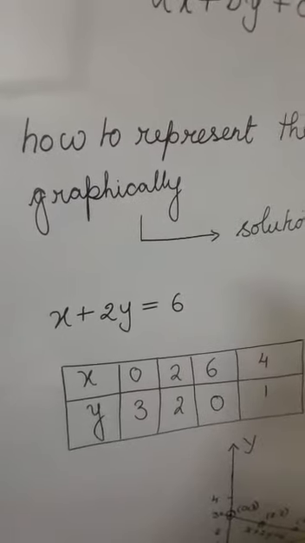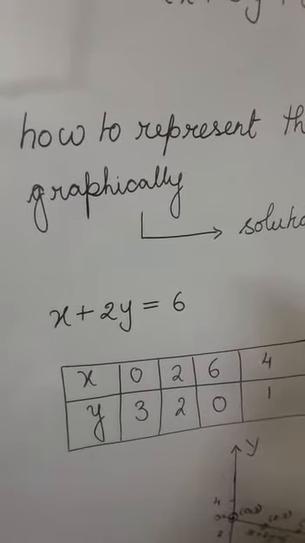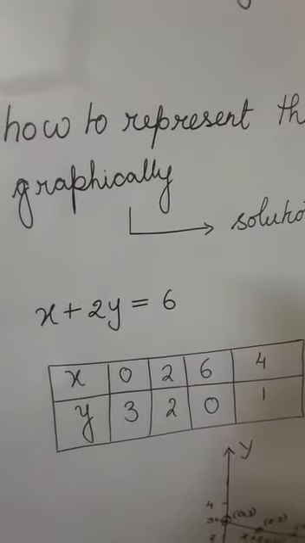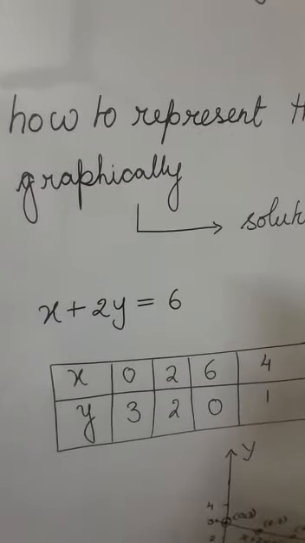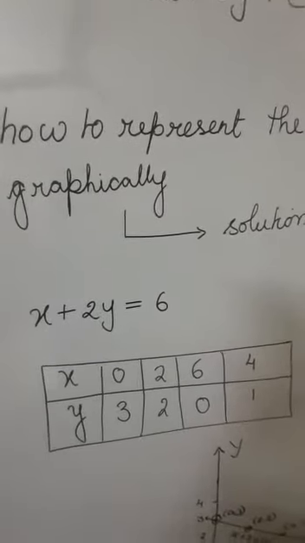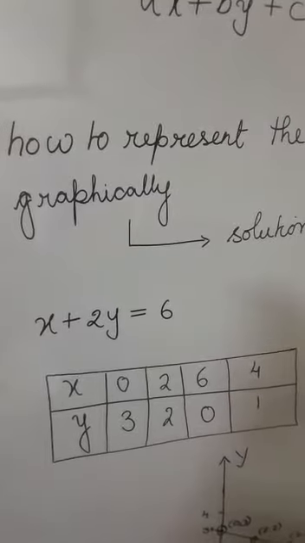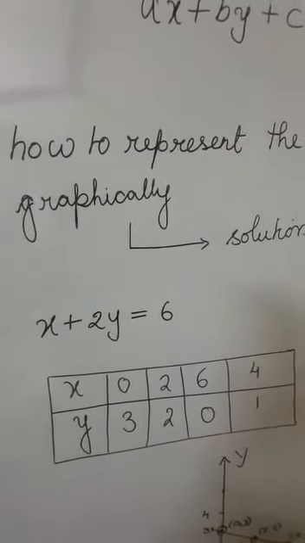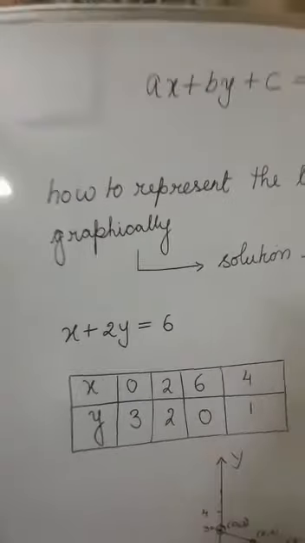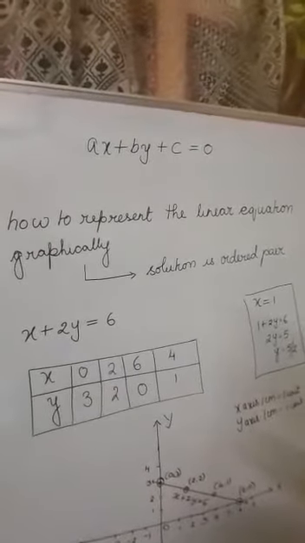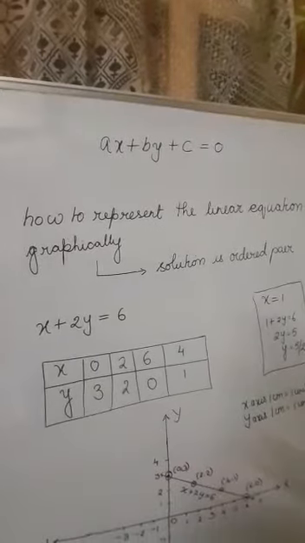Yesterday's learning was that the linear equation in two variables will have infinitely many solutions. For every value of x, there will be a corresponding value of y. And I told you that you will always select numbers between -3 and 3 for easy calculation. Today what we are going to learn is how to represent this linear equation graphically.